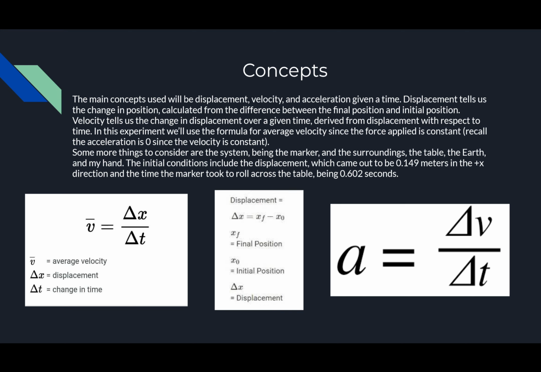Some more things to consider are the system being the marker and the surroundings being the table, the earth, and my hand. The initial conditions include the displacement, which came out to be 0.149 meters in the positive x direction, and the time the marker took to roll across the table being 0.602 seconds.